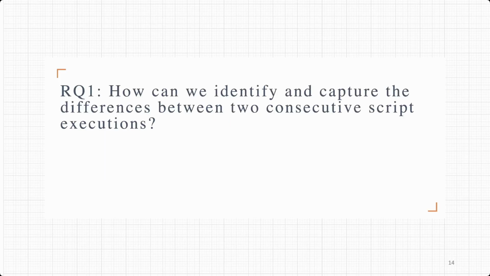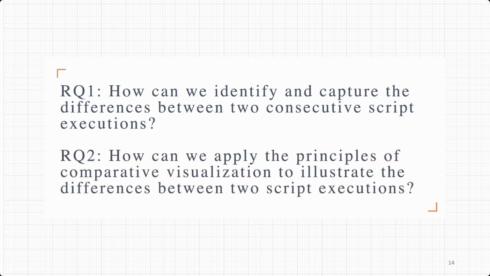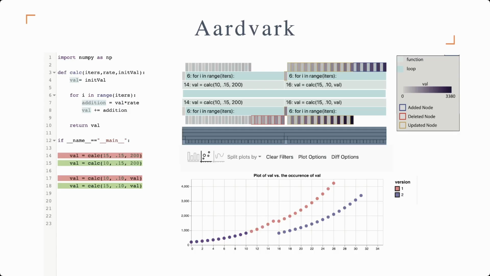To build such a solution, we must address two research questions. First, how can we identify and capture the differences between two consecutive script executions? And second, how can we apply visualization principles to automatically generate comparative visualizations that illustrate the effects of script edits? In response to these questions, we introduce Aardvark. Aardvark builds from Anteater using the same underlying tracing infrastructure. However, it now automatically identifies the differences between two consecutive executions and generates visualizations to illustrate the effects of those changes on the traced information.